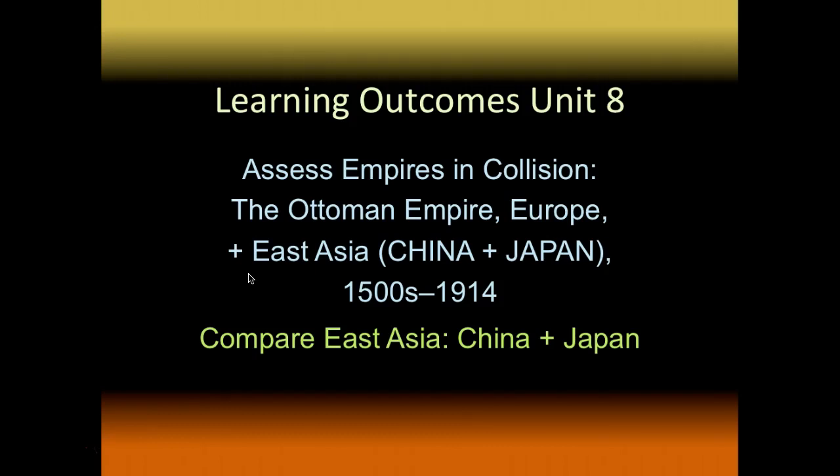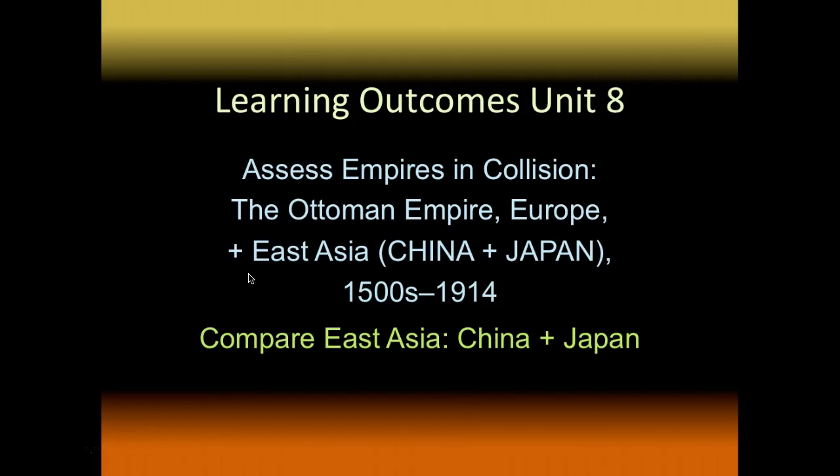Our learning outcomes for this unit include to assess empires in collision, empires that end up coming into contact with each other in a rough and tumble sort of way. We will start with the Ottoman Empire, which surrounds modern-day Turkey and expanded all across and surrounding the Mediterranean Sea, especially on the east side, north and south.